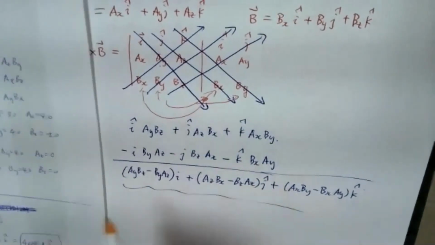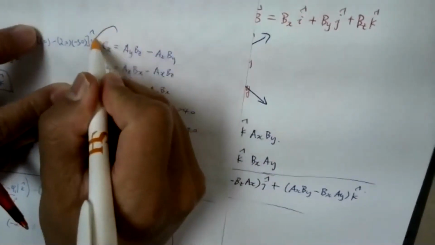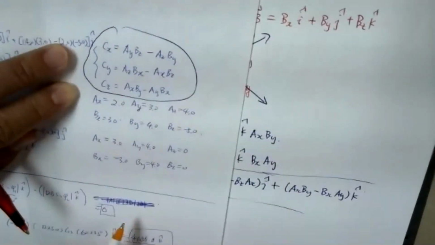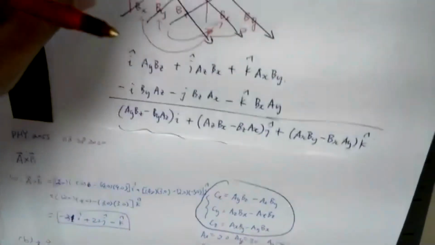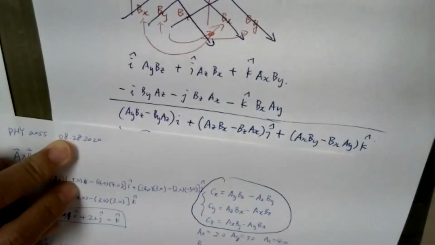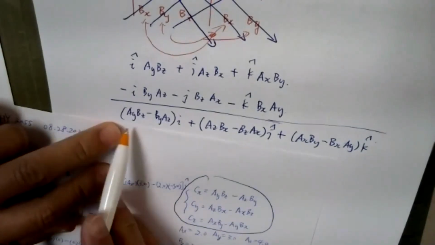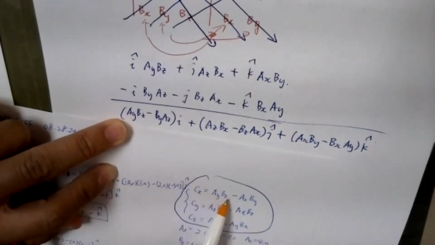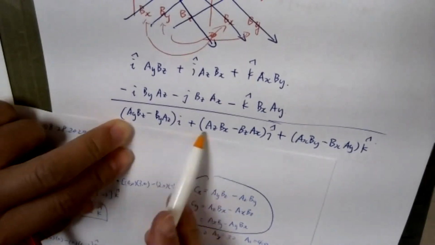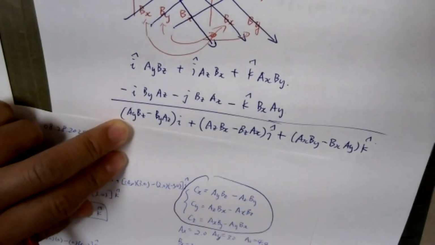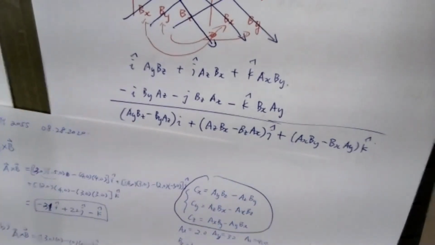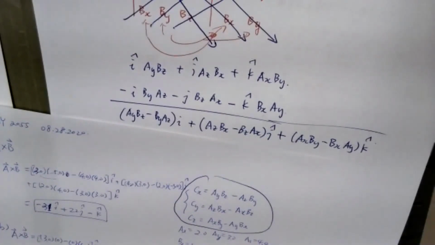So this will be the same as the ones we had earlier, so you can compare them. Let's see here. AzBy minus ByAz. These two are switched, but the same. And then the y component is AzBx minus BzAx, and then the same for the k component. So this is using the determinant of the matrix. You can do it that way.